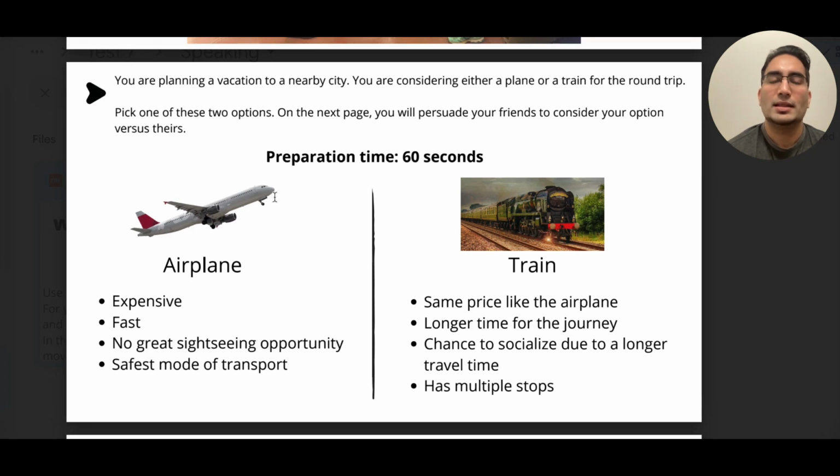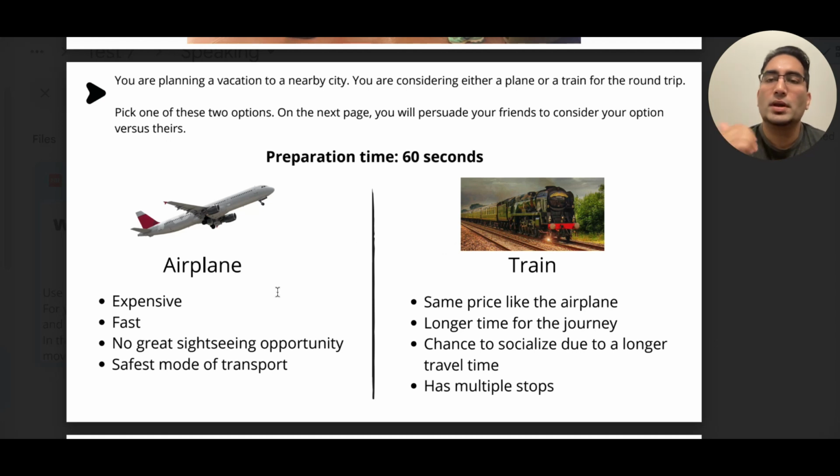Now, let's look at the question and what it's all about. So it says you're planning a vacation to a nearby city. You're considering either a plane or train for the round trip. Pick one of these two options that you see on your screen. On the next page, you will persuade your friends to consider your opinion versus theirs. Makes sense? You gotta pick one because you're doing a round trip.